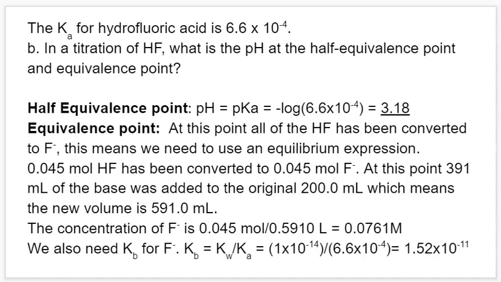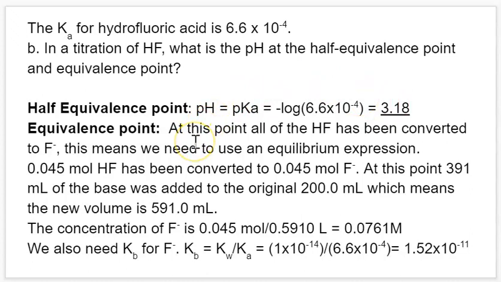For the half equivalence point, I've already mentioned a ton of times in this video, at the half equivalence point, the pH is going to be equal to the pKa. So all we need to do is take the Ka of the hydrofluoric acid and negative log it, and we'll end up with, in this case, 3.18. So this is going to be the pH when we're at the half equivalence point.